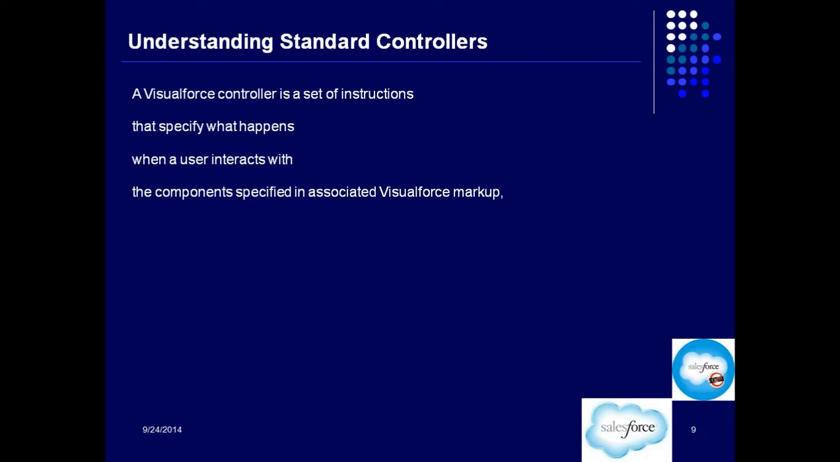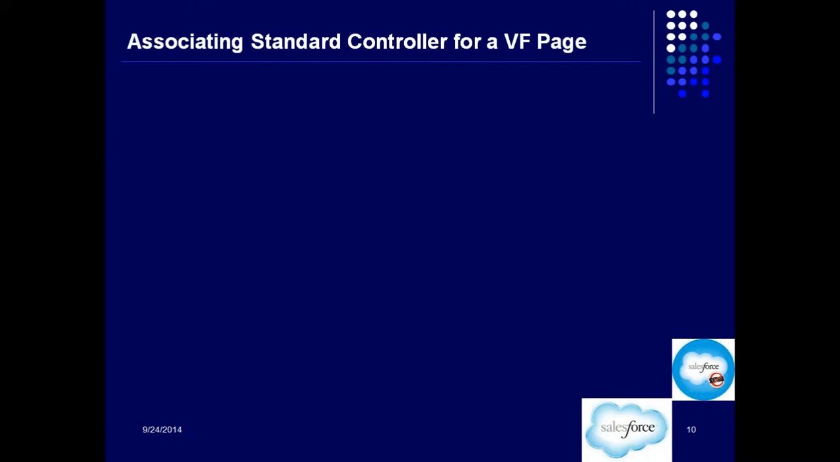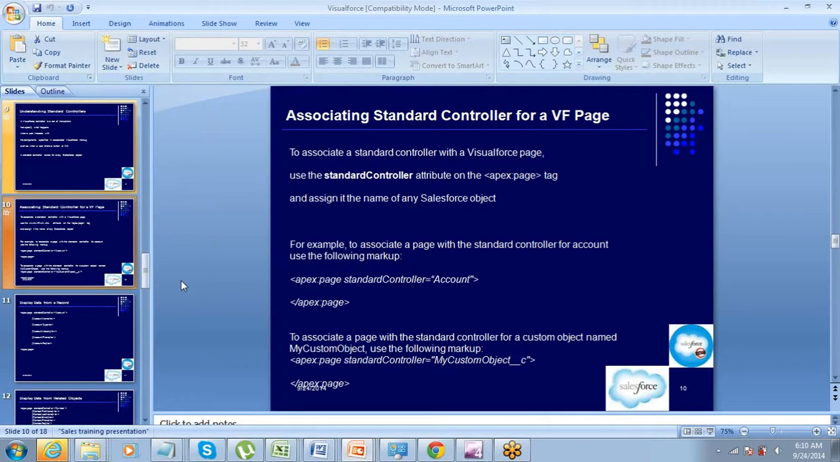And for the standard controller, I told you that these are already built-in sets of actions for every object we have. A standard controller exists for every Salesforce object. So for all the Salesforce objects, we have standard controllers associated with them. For them, we just need to call the standard controllers. We don't have to go and create or define any instructions. Let me make it even simpler for you.